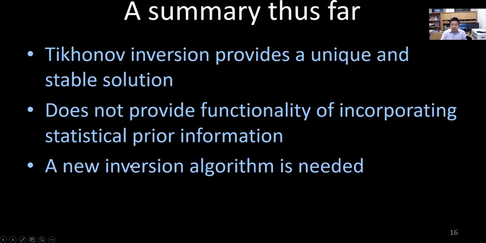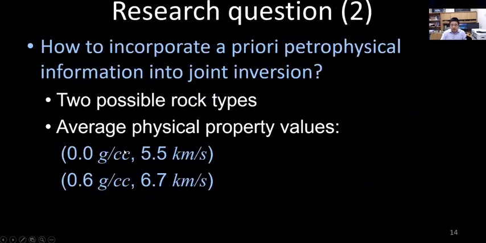So just a quick summary here. The Tikhonov inversion provides a very convenient way of recovering a geophysical model based on geophysical data. It has been used a lot and very successfully in many problems, but it has limited functionality in terms of allowing us to incorporate statistical a priori information. One of the examples of the statistical a priori information is this one I showed you here.